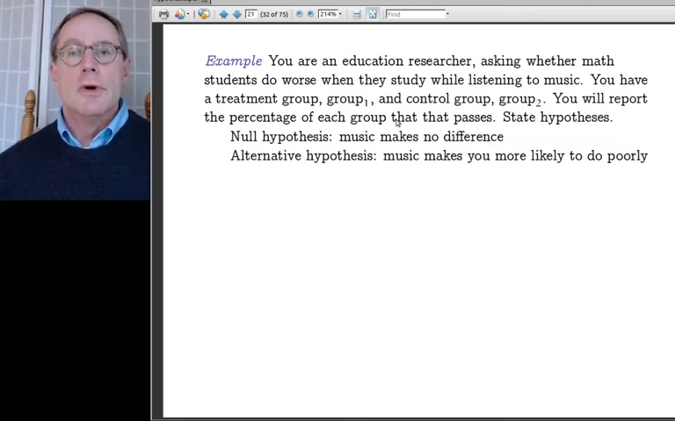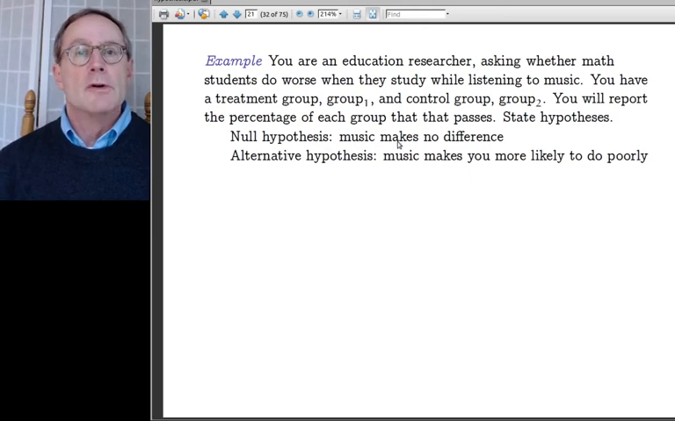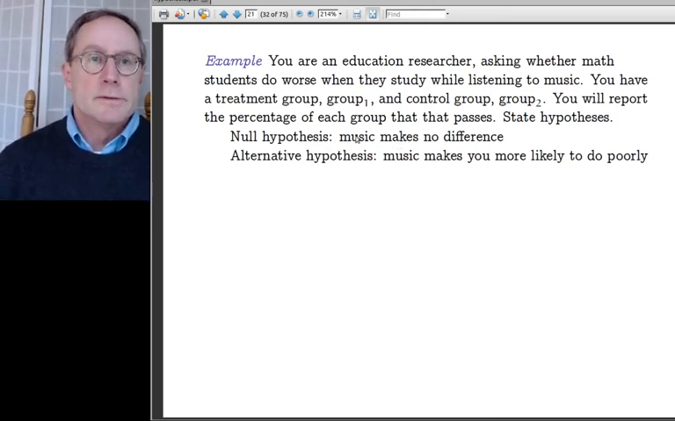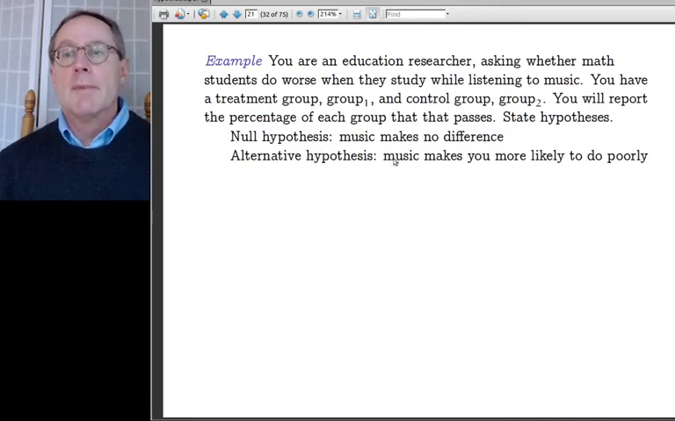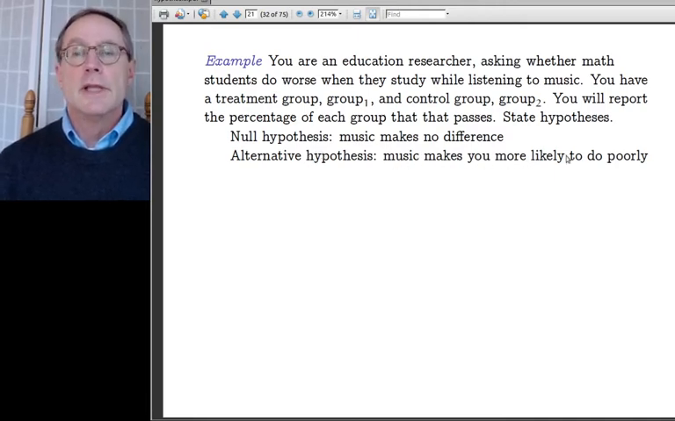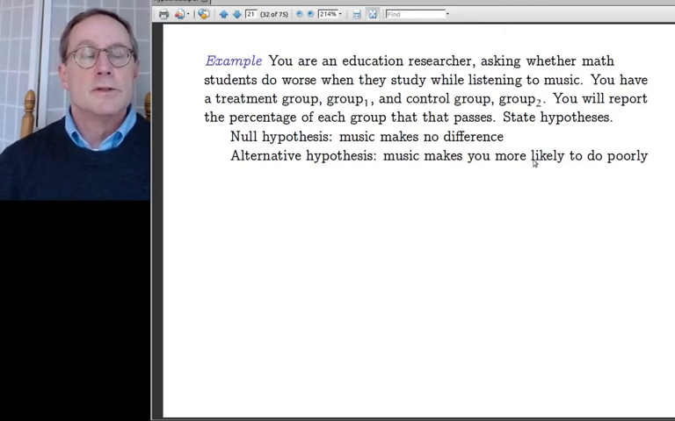As usual, in English. I'm going to drop the English after a while, but for the moment, English is a help. The null hypothesis is that the music makes no difference. The alternative hypothesis is that the music makes it likely that you'll do worse on the test. So always the null hypothesis is that there's nothing of interest, and the alternative hypothesis always is that there is something happening here. There's a genuine phenomenon.